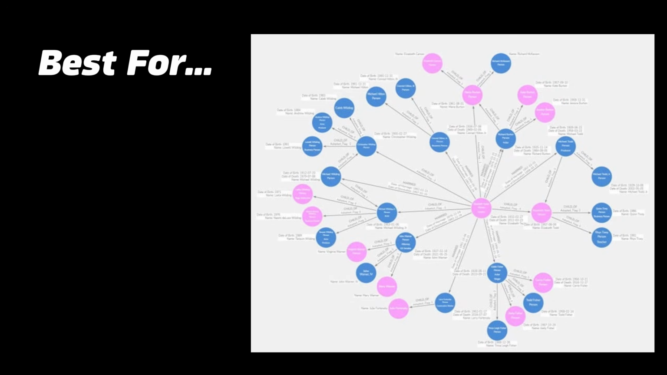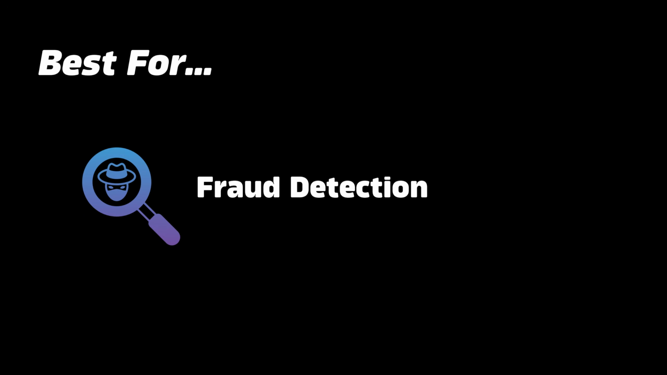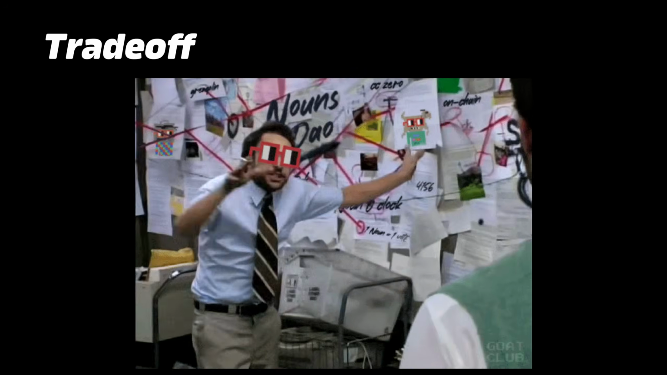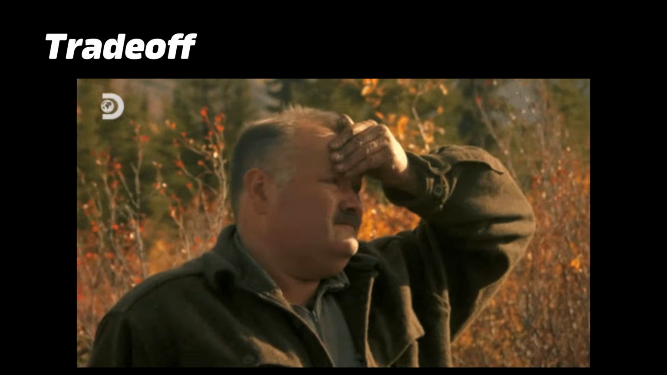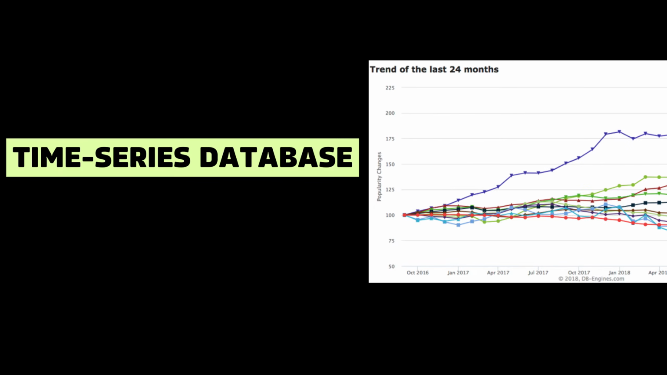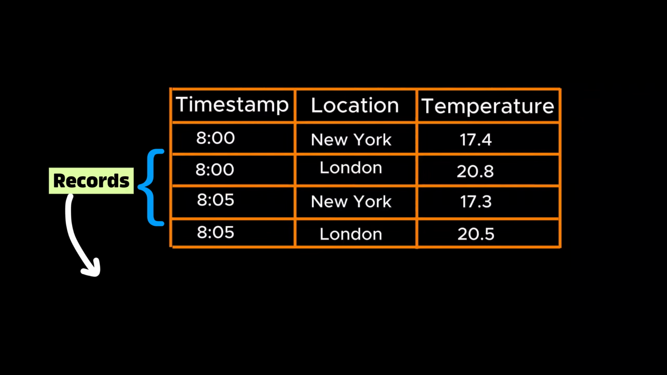Graph databases are a natural fit for problems where connections matter more than individual records. They're often used for recommendation engines and fraud detection. The trade-off is that they're more specialized. If your app doesn't heavily rely on relationships, a graph database may be unnecessary complexity. Finally, we have time series databases, which are built for data that changes over time. Instead of treating time as just another field, these databases make timestamps the core of their design. Every data point is written alongside a time value, and records are automatically ordered and indexed by time.